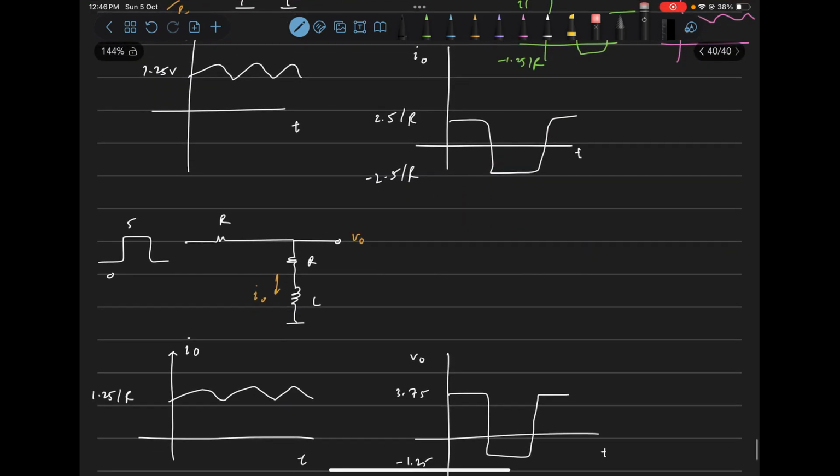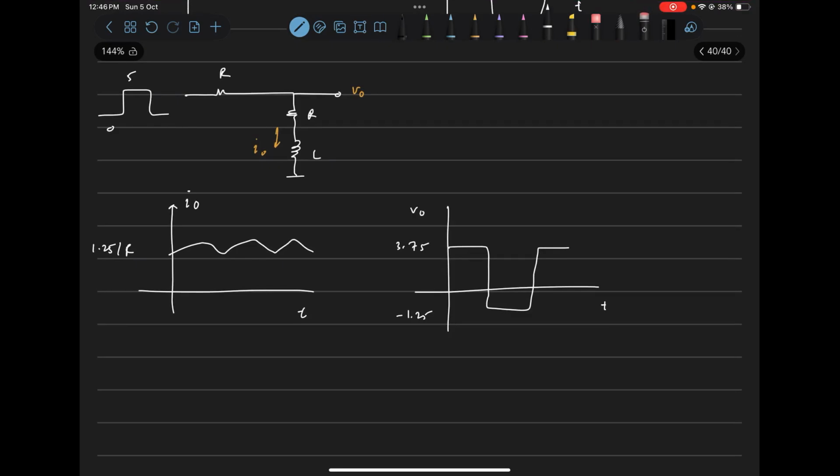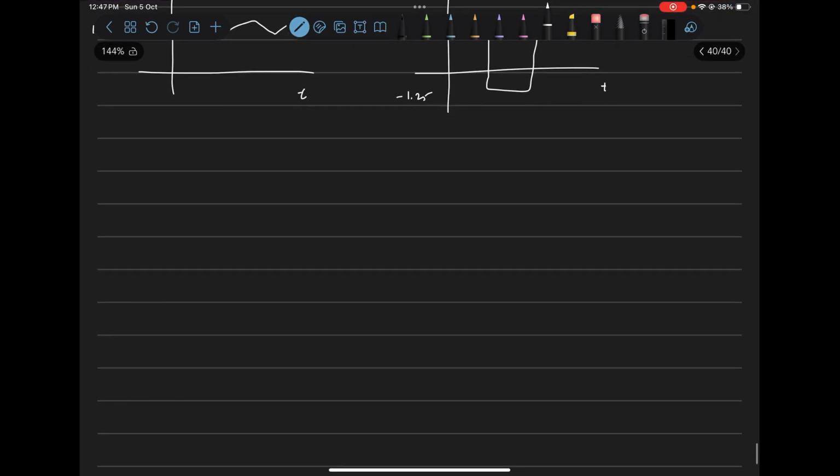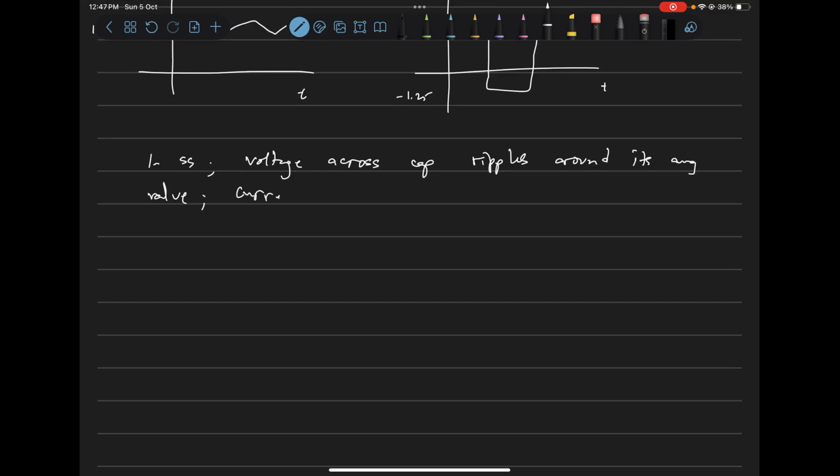Similarly, we can analyze RL circuits also. One note is that in steady state, the voltage across a capacitor ripples around its average value in the absence of impulses, obviously, and the current through an inductor ripples around its average value.